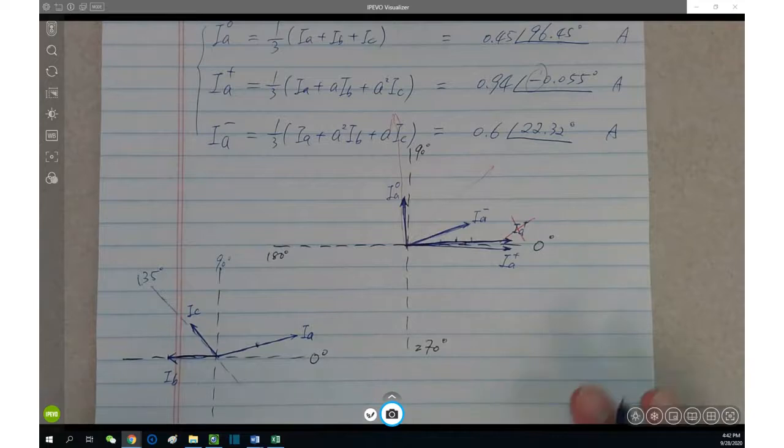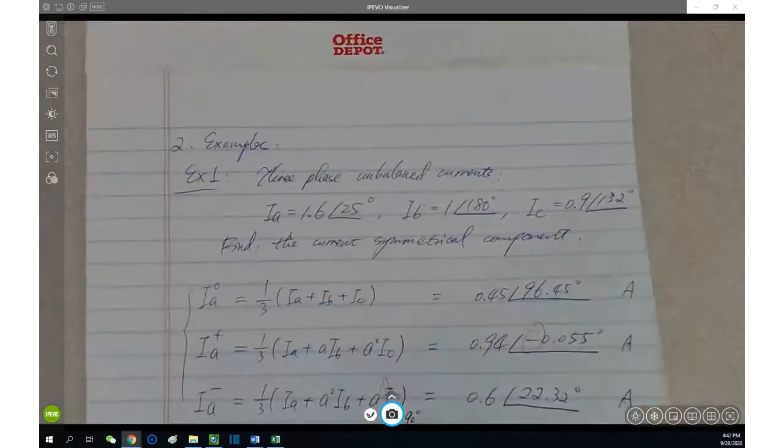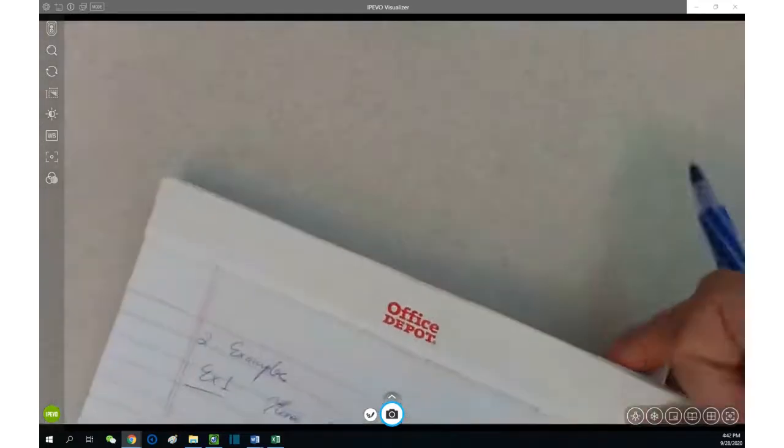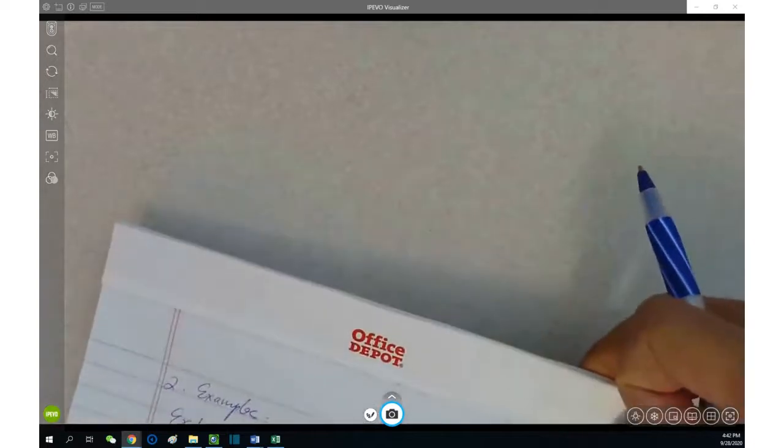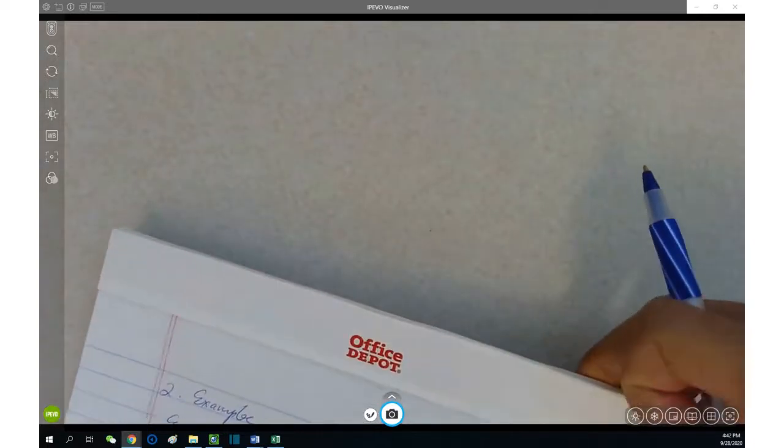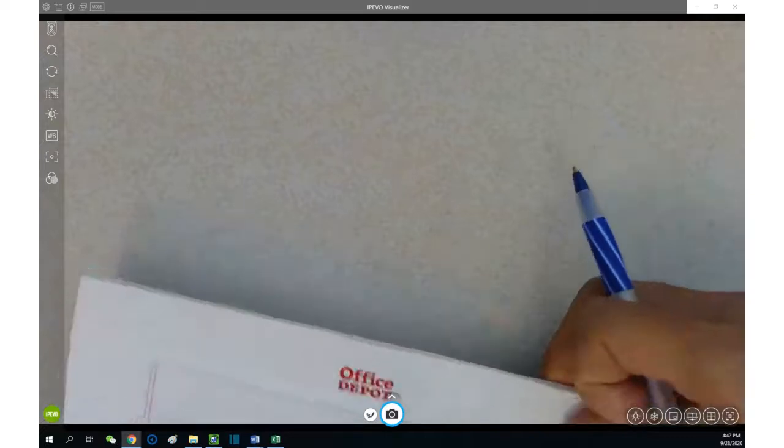So this is example one. Very straightforward, but just to make sure you're getting 15 out of 15 in the exam, right? That's your goal. That's your goal.